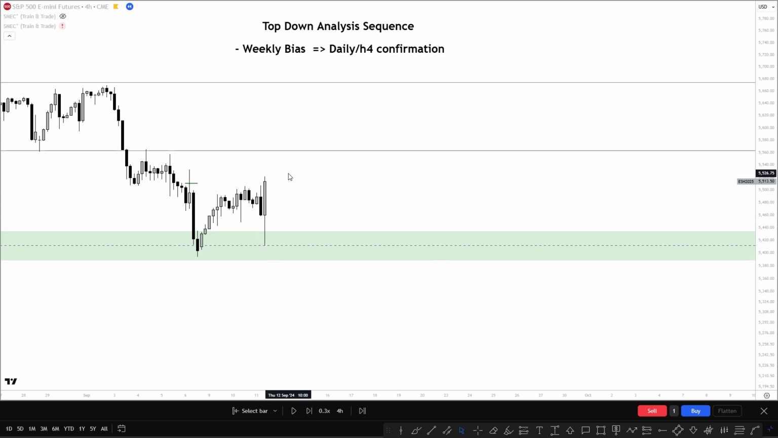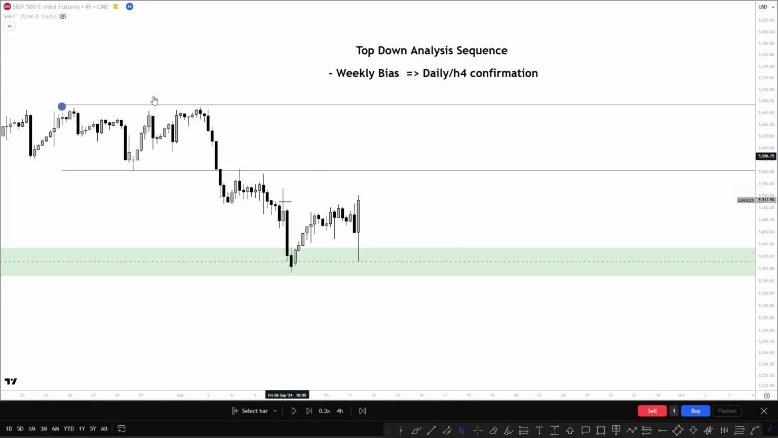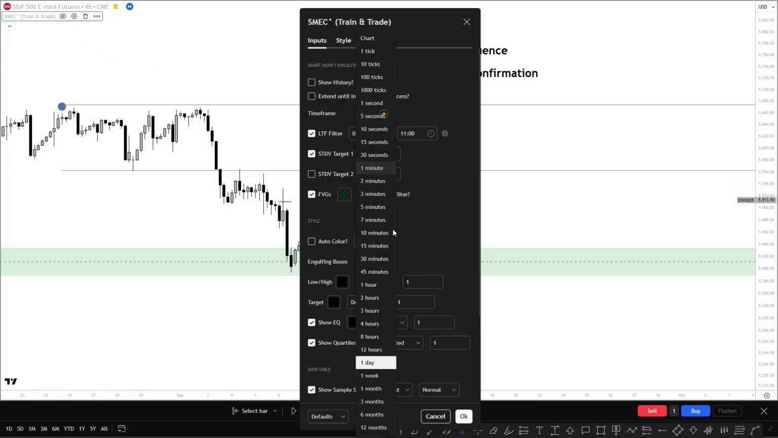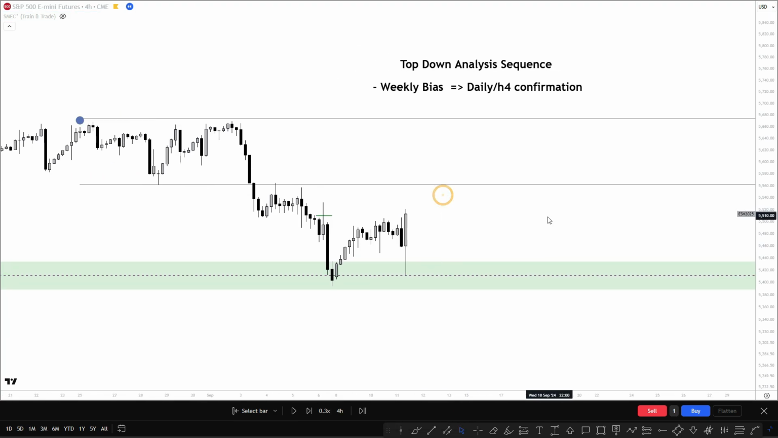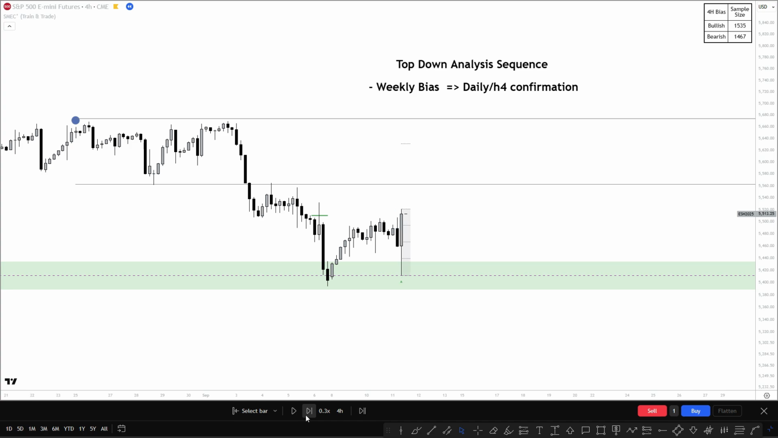Our H4 confirmation that we talked about, the EBP. Now I'm going to go ahead and highlight this. It's going to be on the 4-hour time frame, and this is just my indicator that I have in order to identify the EBPs. So now on the 4-hour time frame, we're going to see, boom, right there, the market forms.